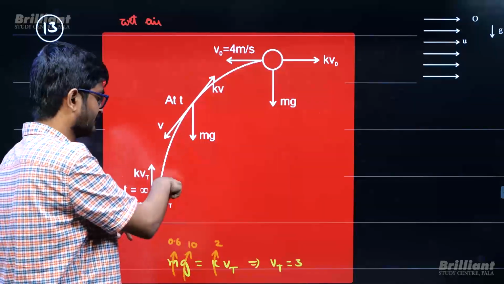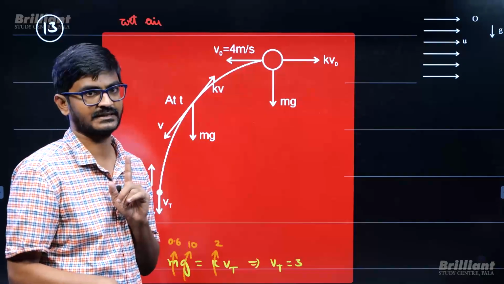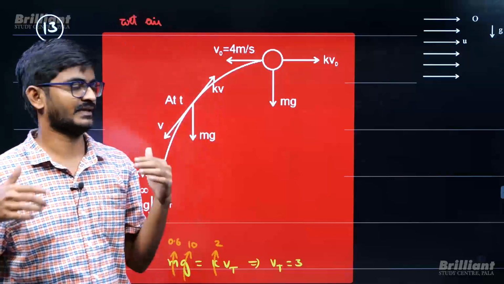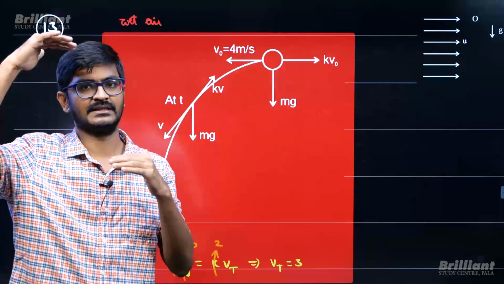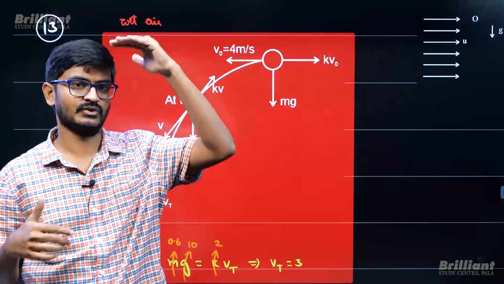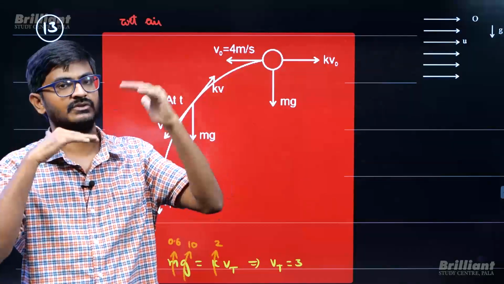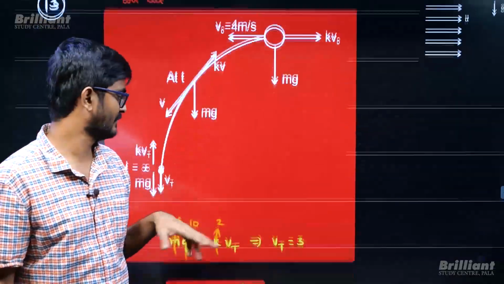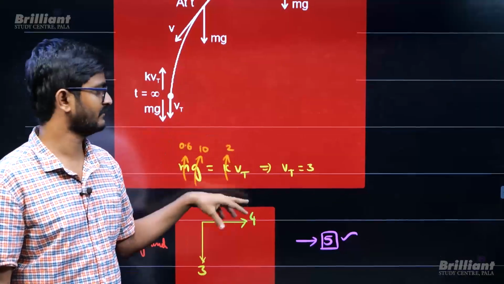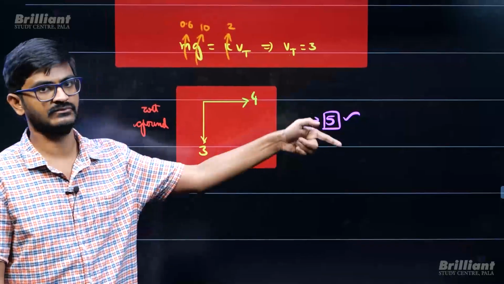Now suppose when it becomes almost vertical, if mg is greater than kv, the velocity will keep increasing in the downward direction. So velocity will increase and kv will increase, and they will become equal. If kv is more and mg is less, the velocity will reduce, so kv will reduce, and they will become equal. So once it attains terminal velocity, mg will become equal to kv. The terminal velocity in the wind frame is 3, so when we go to the ground frame it will be 3 plus 4, right.